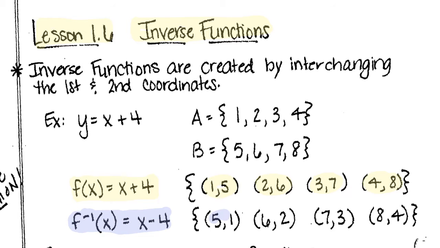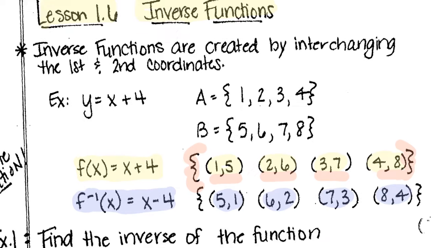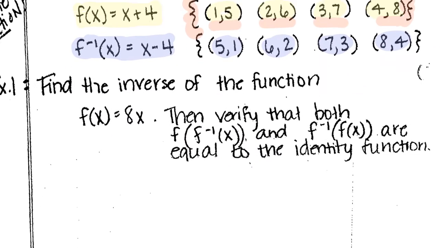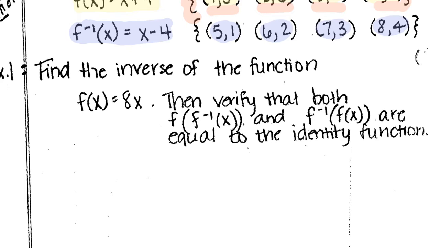And what's happening here is, notice these are just switched. So in this relation, a relation is a set of ordered pairs, notice that they just flip, which makes it reflect over that y equals x, which is just a straight line. The first thing we're going to do is learn how to find the inverse. This is kind of a simple one, but I have a few steps, and we did this in Algebra 2.